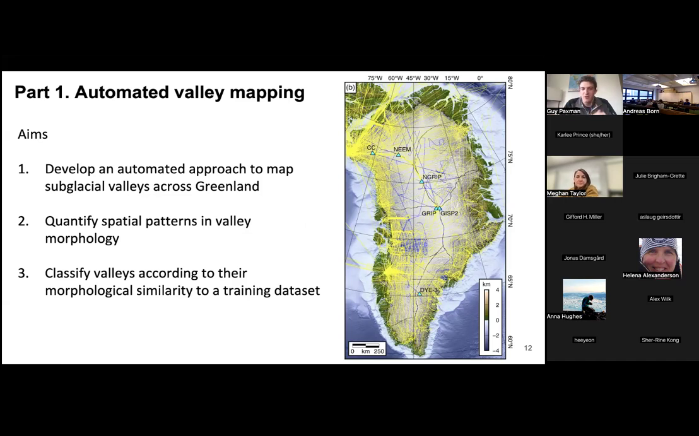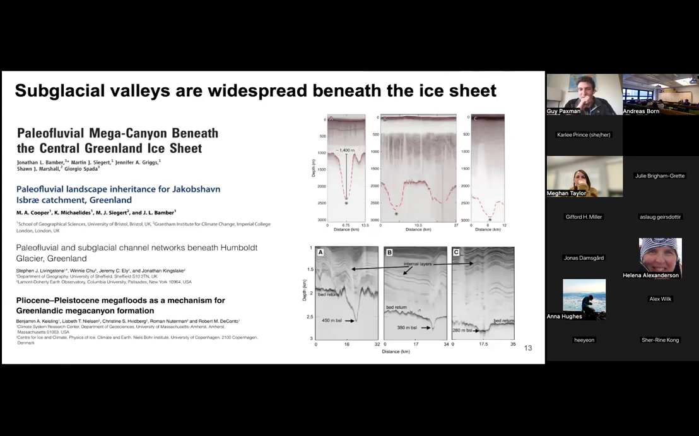So for this first section, I want to walk you through the process we use to develop this approach and how we quantify some of the spatial patterns we see in valleys and valley morphology across Greenland. And then maybe how we think about classifying the valleys according to how they look compared to other valleys from other parts of the world, or the Northern Hemisphere anyway. So that's what I'll talk about for the next little bit.